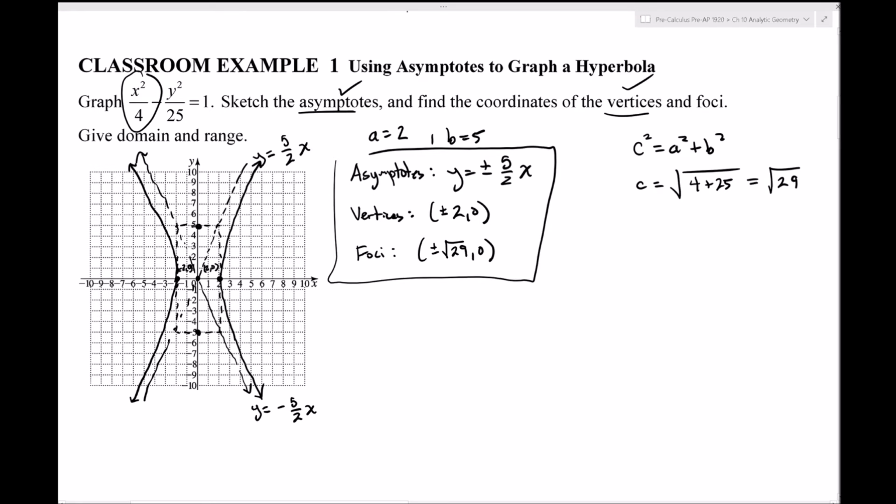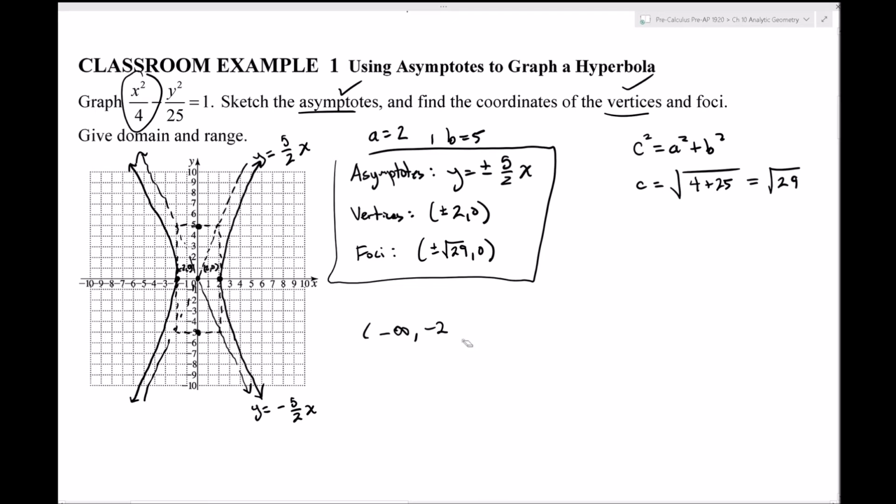Domain and range. So the domain is everywhere that the curve exists, which wouldn't be negative infinity to infinity. It starts off at negative infinity, yeah. It goes off to negative infinity on the left, but it is limited to -2 on one of those sides.